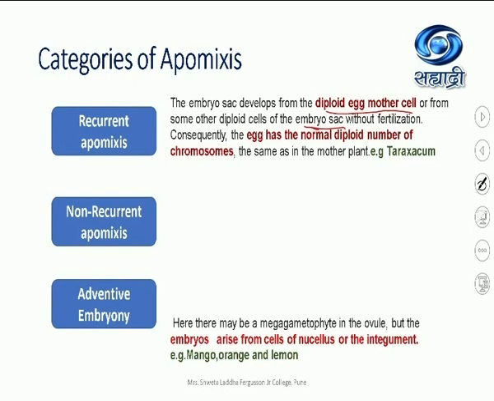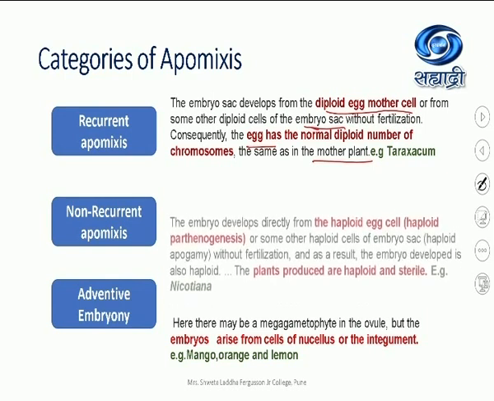Consequently, the egg has the normal diploid number. Here the egg is not haploid, it is diploid. It has two sets of chromosomes and therefore the chromosomes will be the same as in the mother plant. This happens in Taraxacum. In Taraxacum you can see recurrent apomixis where the diploid egg mother cell or some other diploid cell from the embryo sac without fertilization will develop into an embryo.